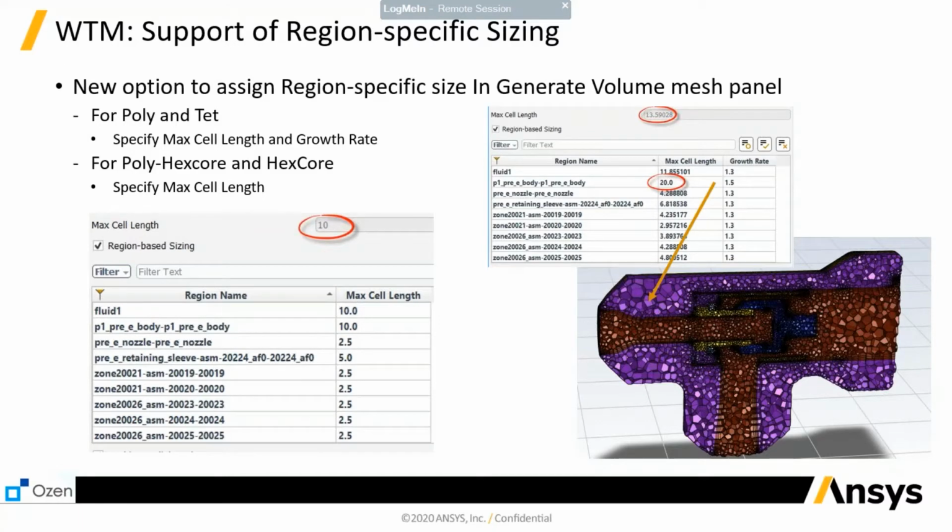The other thing which has been added to the watertight workflow is support for region-specific sizing. As you see, if you have different regions, you are able to put different sizing constraints on them. This can be done quite easily and was not available in the previous versions.